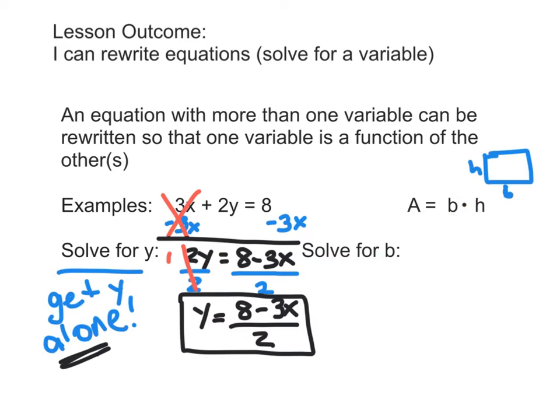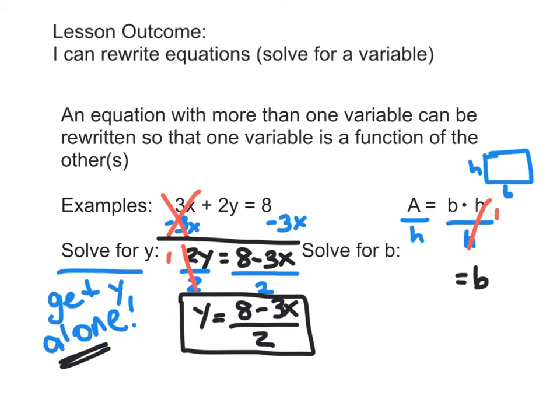Get b alone. So we are going to see that b is being multiplied by h, and so we have to do the opposite operation. We're going to divide this side by h. h divided by h, no matter what h is, will be 1. So we have 1b, or just b. And what else do we have to do? Well, we need to divide both sides by h. If I divided the right-hand side by h, I need to divide the left-hand side by h.